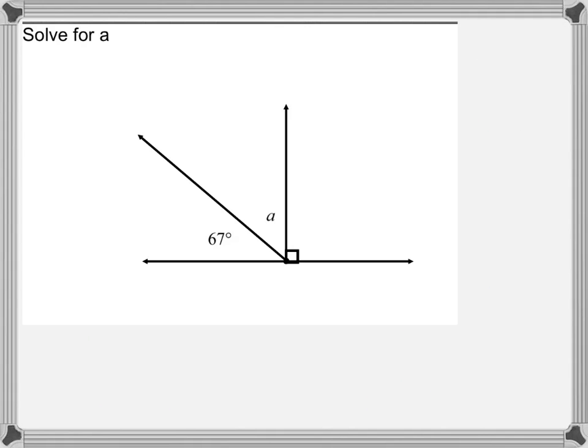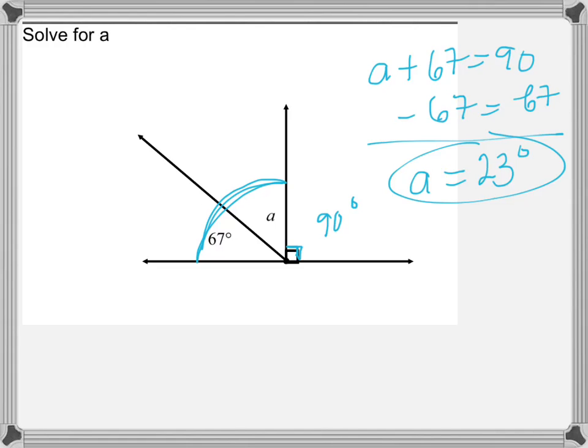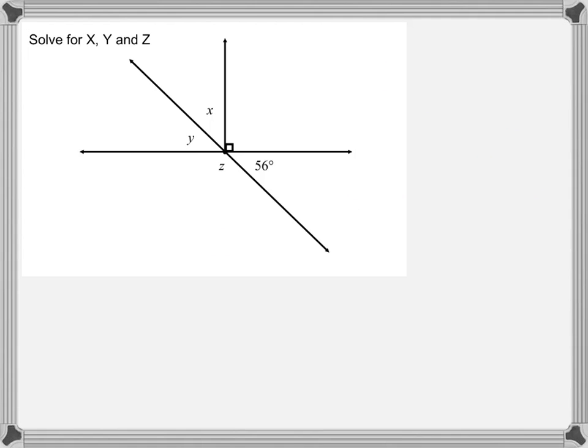Okay, so let's use that to solve some of these problems here. If I'm looking to solve for A, let's just be aware of what's going on. I have this little square, so I am given that this is a 90-degree angle, which means that A and 67 are complementary. So I can set up an equation here. A plus 67 is equal to 90. So I can subtract 67 here. So A is equal to 23 degrees. Okay, I guess vertical angles didn't necessarily help us in this case right here, but this was an example of how to find an angle when you have its complement.